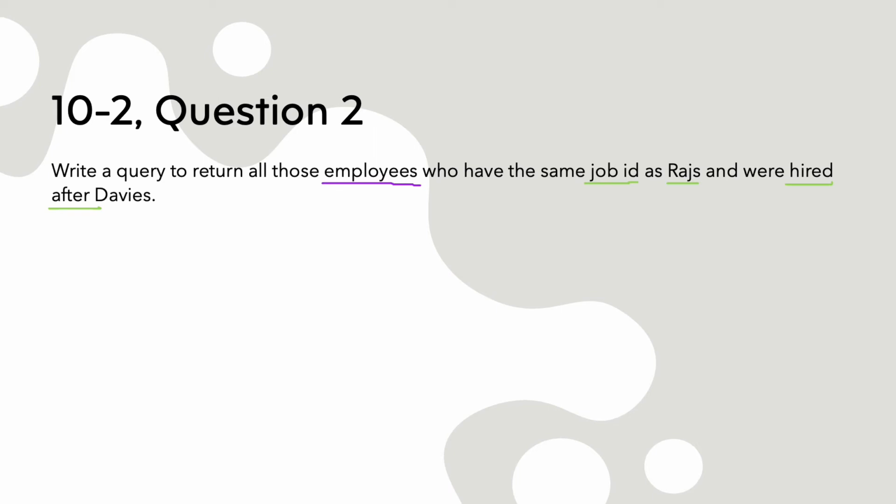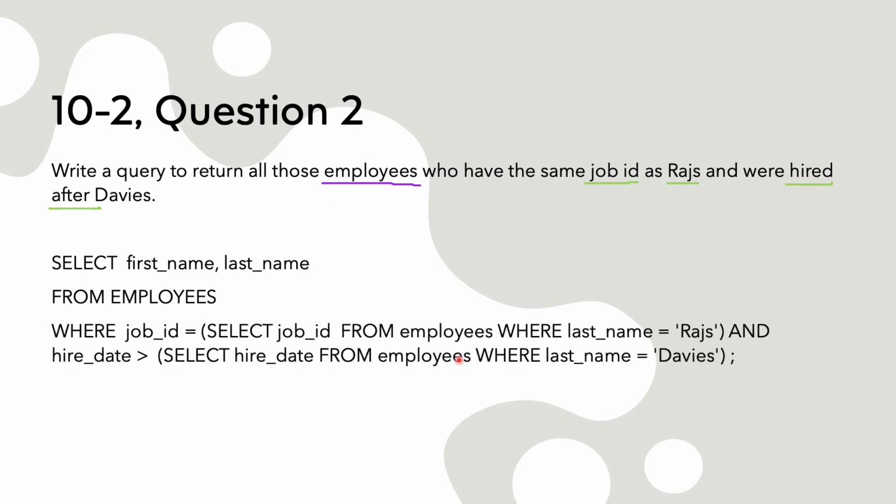So we're going to start with our select statement. Again, we don't know what the context of this is, so for the purposes of this question, we're just going to select first name and last name from the employees table. You could add employee ID or any other information that you think is important. And then we're going to have the where statement, and we're going to have 2 subqueries for this question.